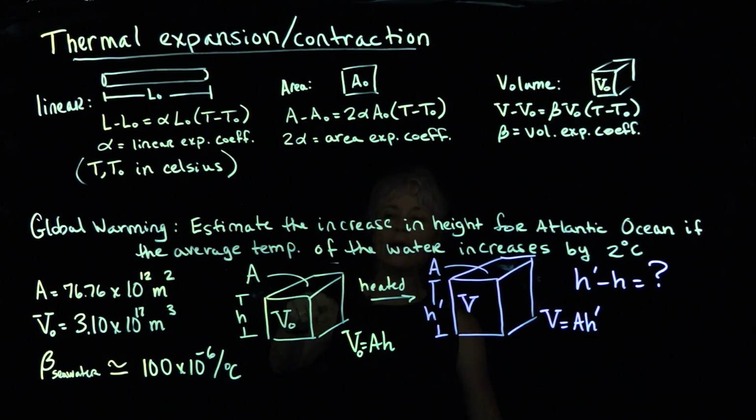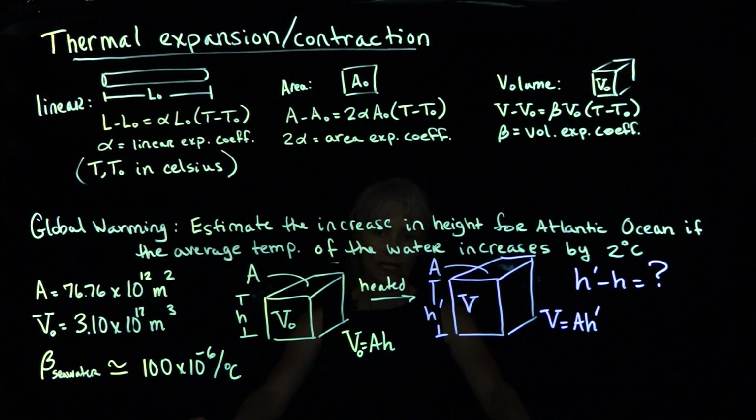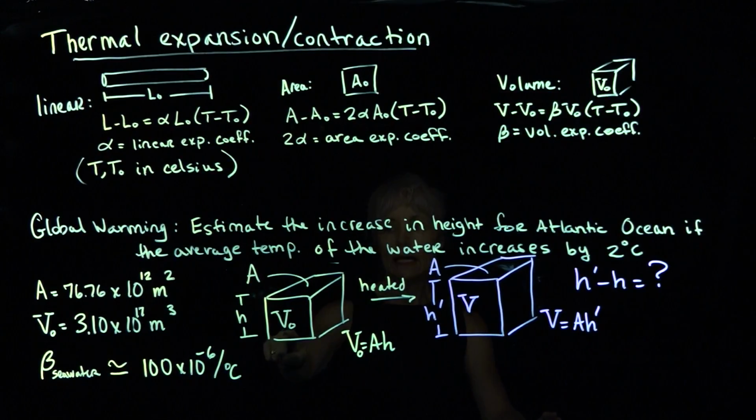So now we're going to estimate that the Atlantic Ocean is a parallelepiped. That's a three-dimensional rectangle. I have it drawn here, and it has some volume V naught at the current temperature T naught. And you see that if we estimate it as a parallelepiped, it has some height h and a surface area A.